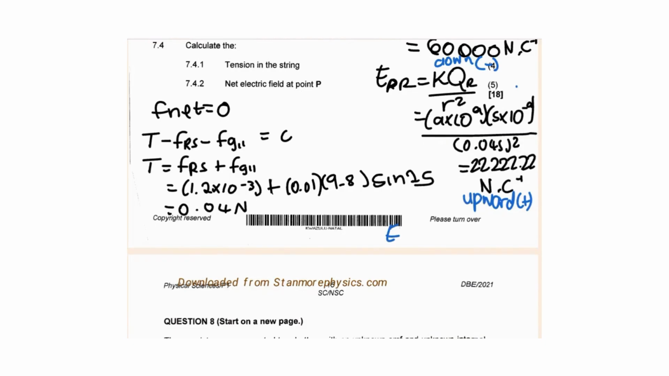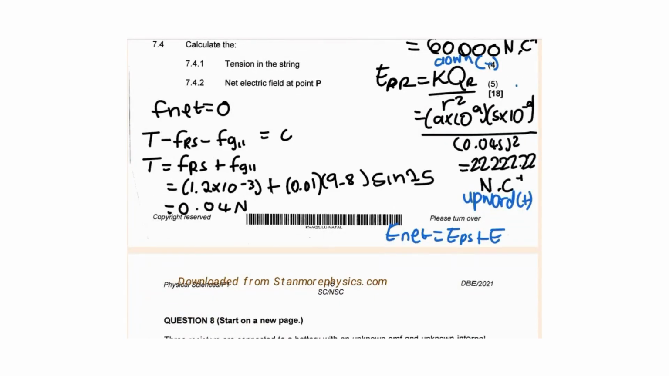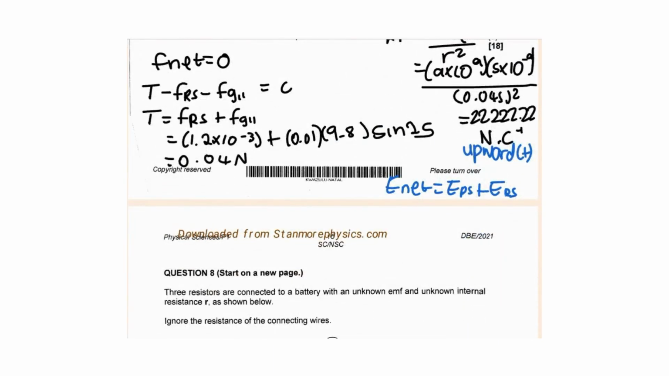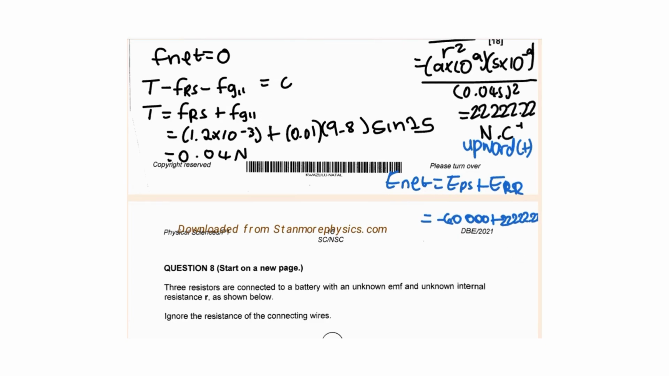So it means E net is going to be EPS plus EPR, which is negative 60,000 plus 22,222.22, and that's going to give me negative 37,777.78 newtons per coulomb. It's negative, so it's going to be downward.